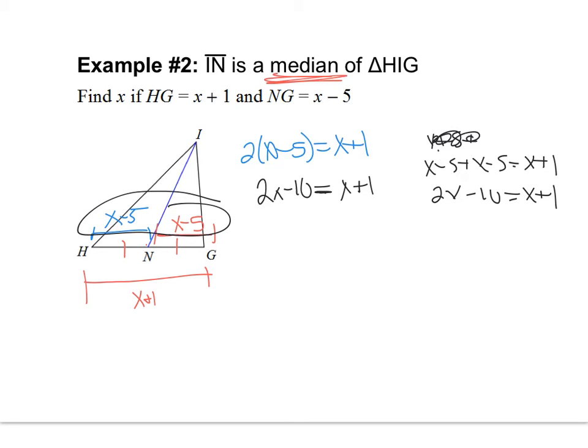Lost my equal sign there. So now I get plus 10 on both sides. So I get 2x equals x plus 11. Subtract x from both sides. I get x equals 11. Okay. One last example here.